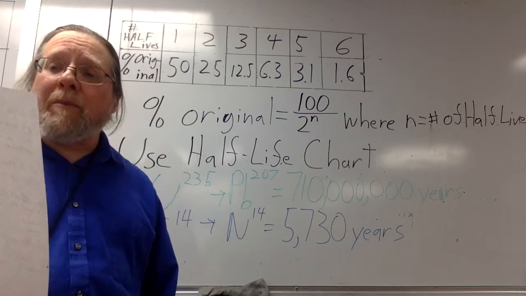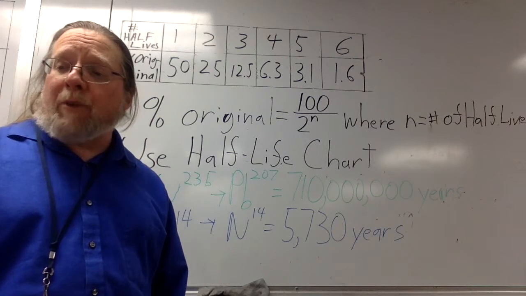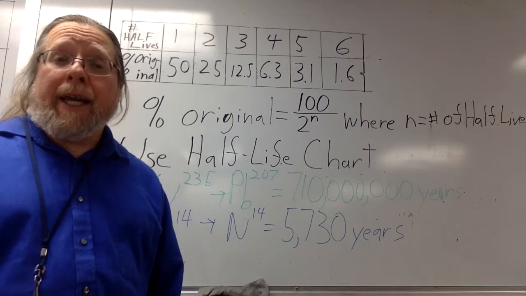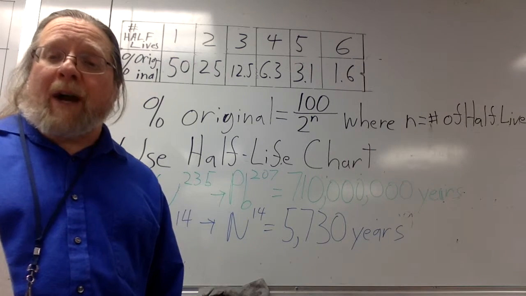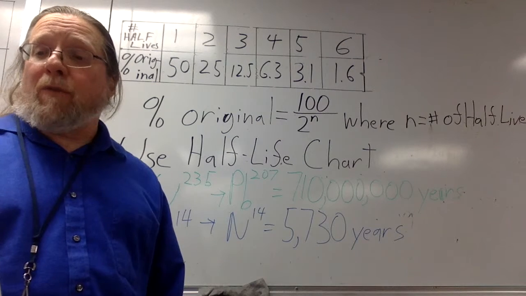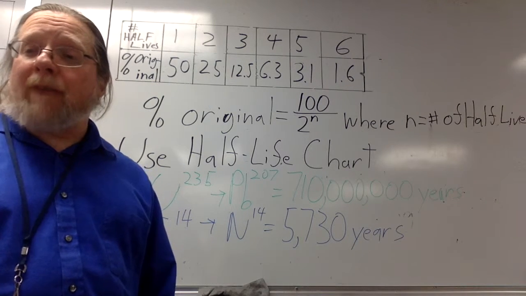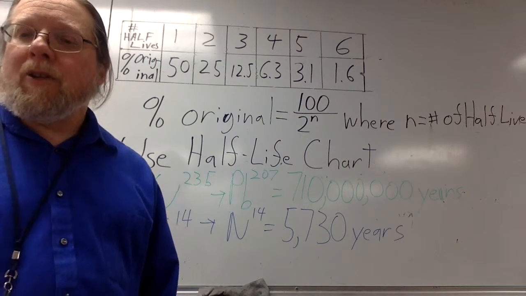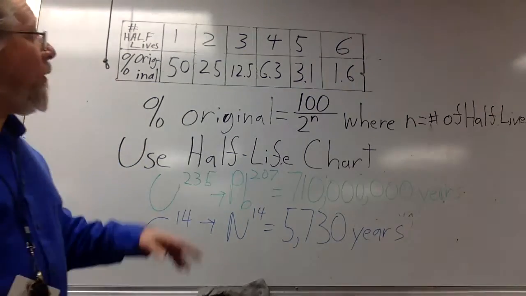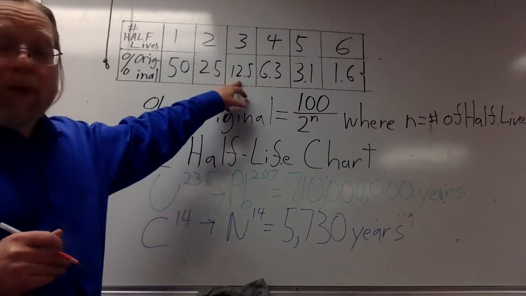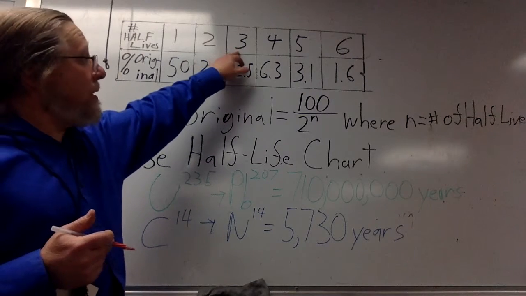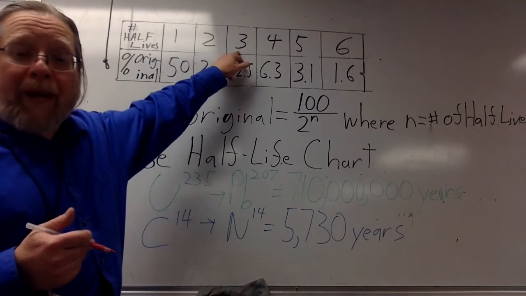The third question, a bone is found in some sedimentary rock. When analyzed, the bone is 12.5% C14 and 87.5% nitrogen 14. How many half-lives have passed? So again, we have 12.5% of the original, and that means 3 half-lives have passed.